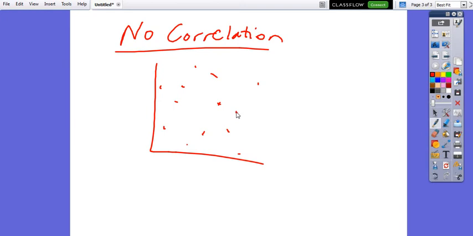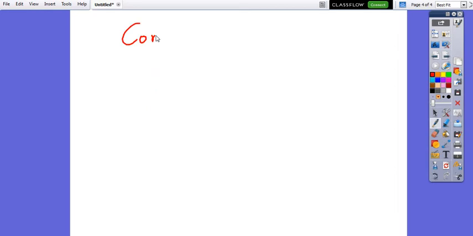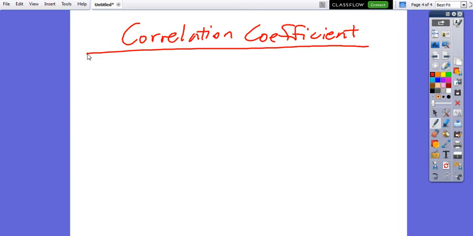Now, there is also something called a correlation coefficient. This correlation coefficient is the letter r, lowercase r. The correlation coefficient follows a range. In other words, the correlation coefficient can be from -1 to 1.